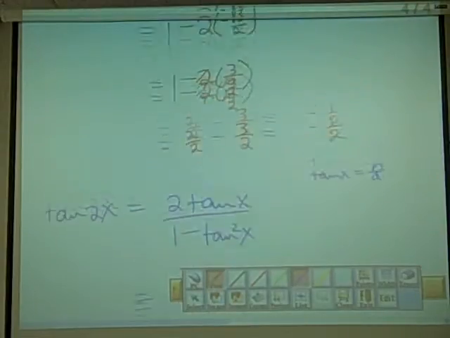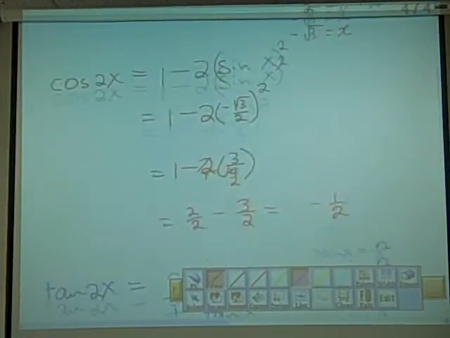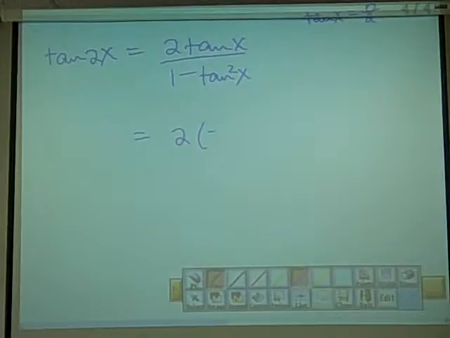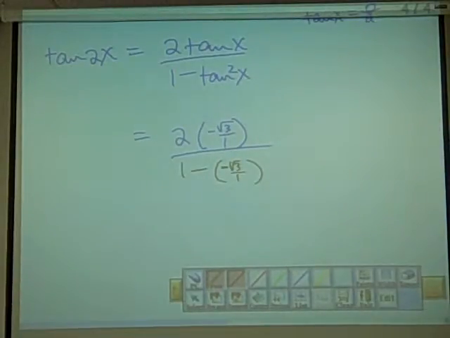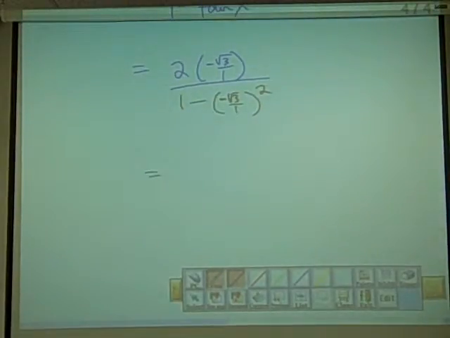Opposite, we said, is negative square root 3. Adjacent is 1. And that's going to be over 1 minus, and then parentheses, the same thing. Negative square root 3 over 1, or just negative square root 3, parentheses squared. Okay, so that'll make it a negative 2 square root 3.